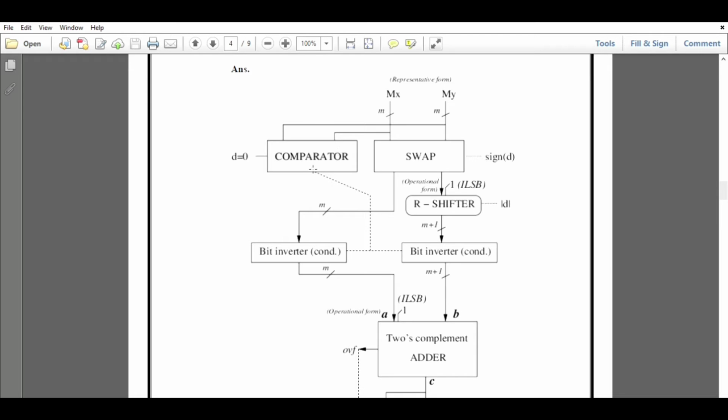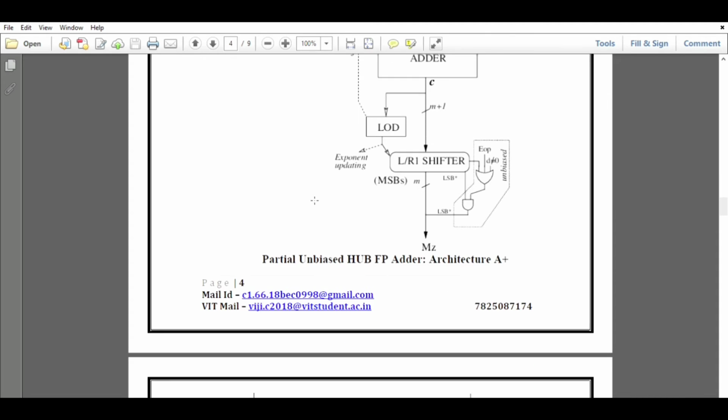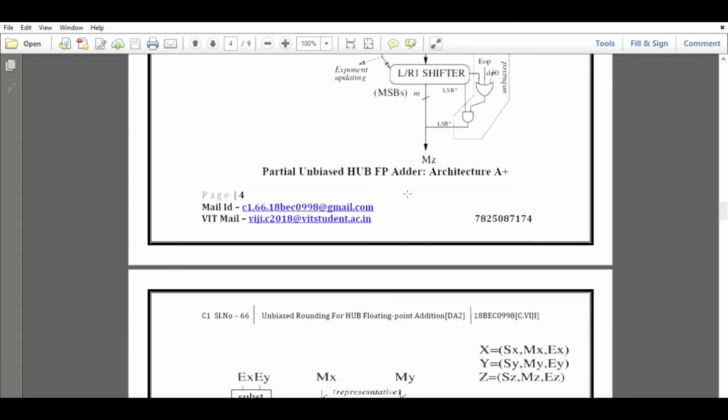In this case, the hardware required to perform this unbiased rounding is very simple. An OR gate gets placed along with the final shifter of architecture A+. As can be noted, A+ is a slight modification of adder A.